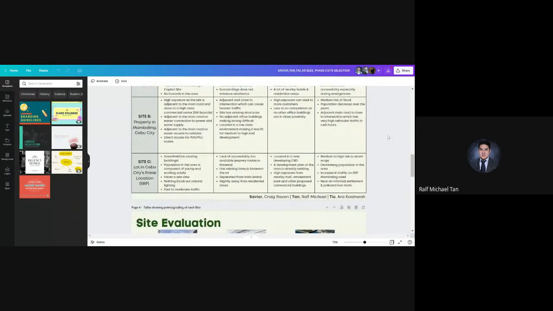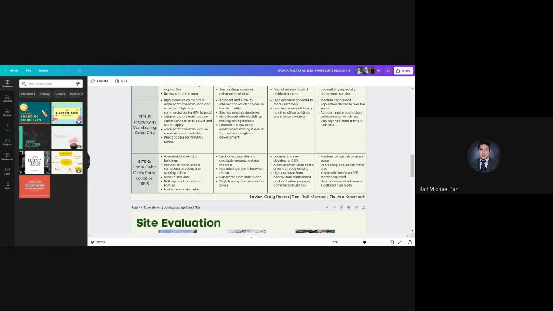And for the last site, which is Site C in Cebu Prime Location in SRP, for its strengths, it is a greenfield development, and there are good aesthetics surrounding the area, which can provide good natural lighting, and it faces a sea view, and the population is good for demographics since most of it are working adults.